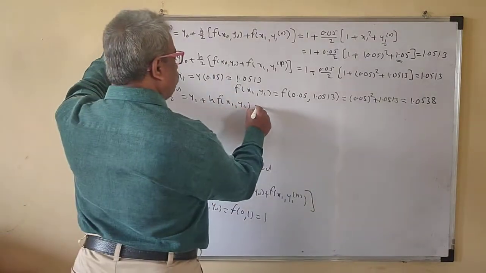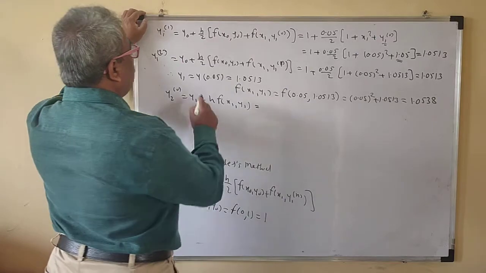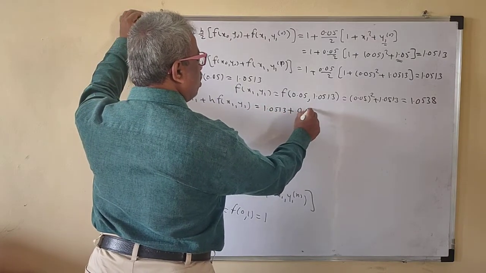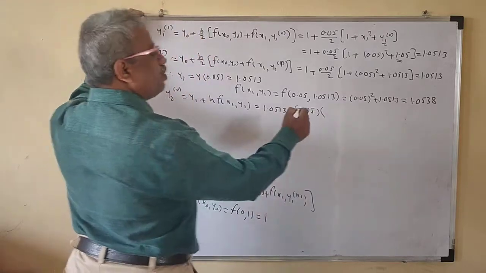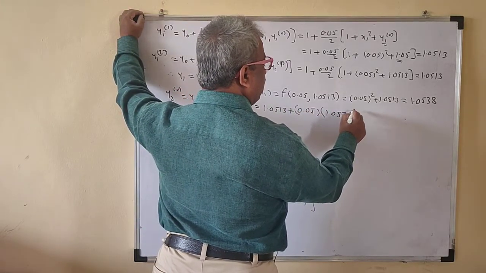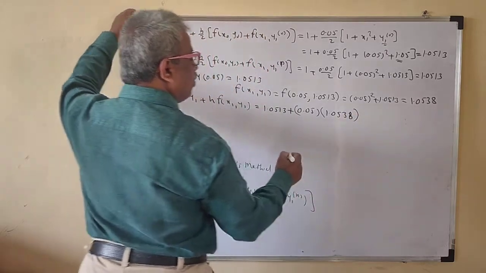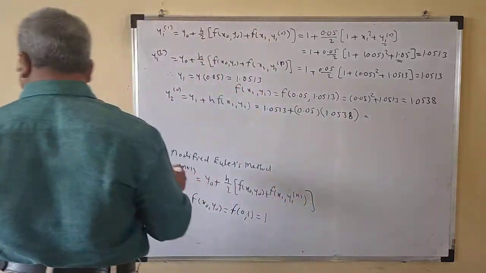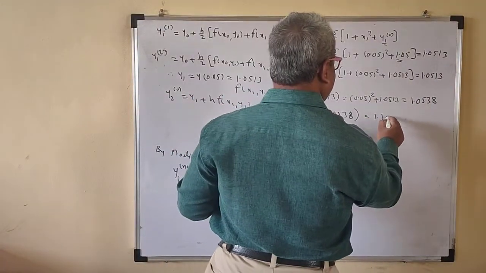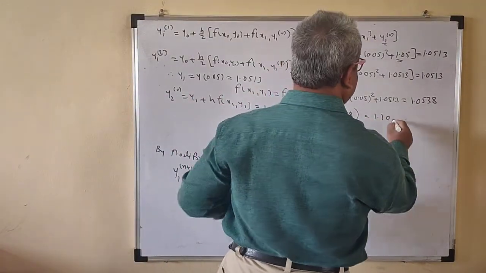f of x1 y1, we directly write that value. Okay. So this is your y1. What is your y1? Your y1 is 1.0513 plus h is 0.05, and f of x1 we have just calculated, 1.0538. And use the scientific calculator, you will get y2 of 0. y2 of 0 is 1.10399.